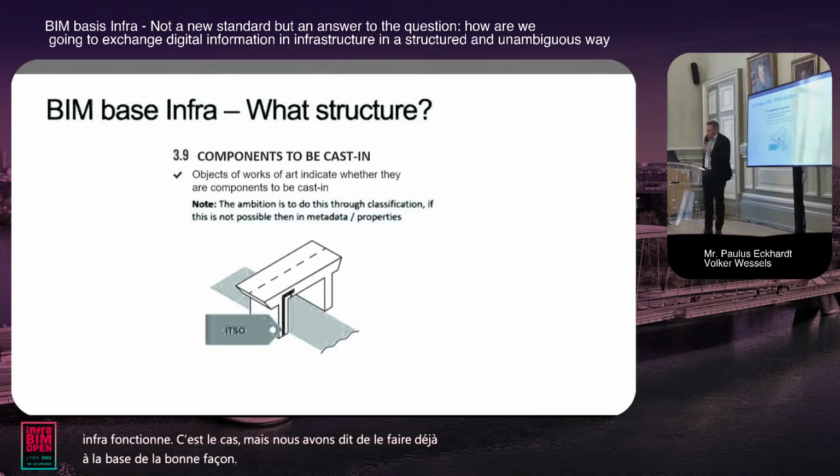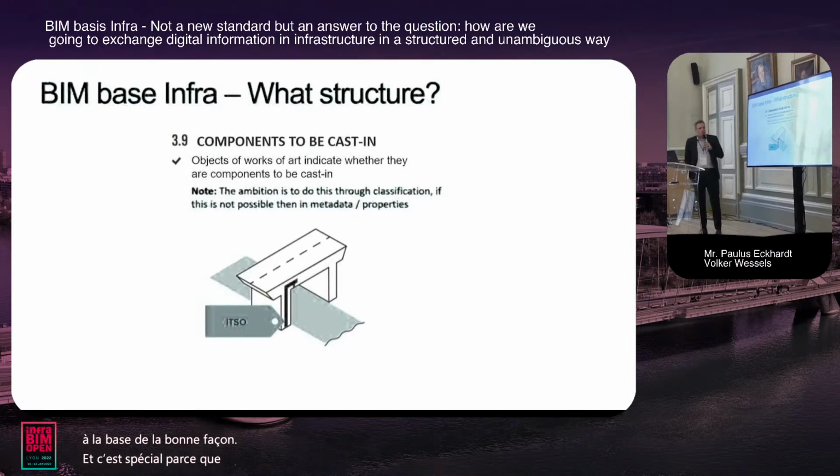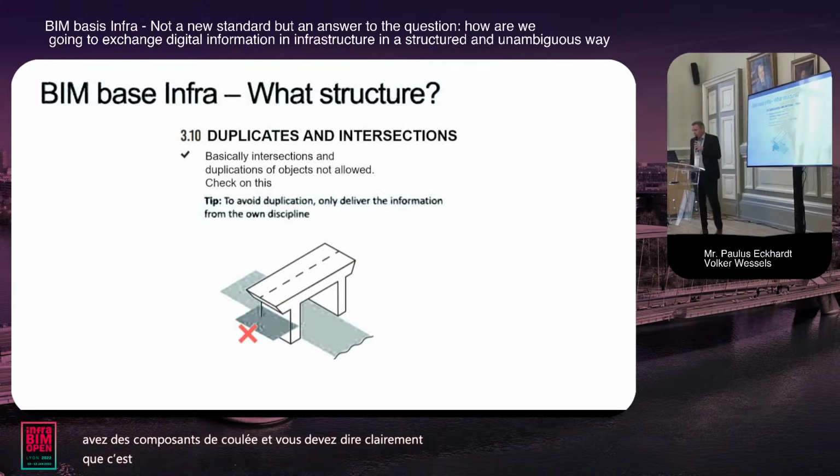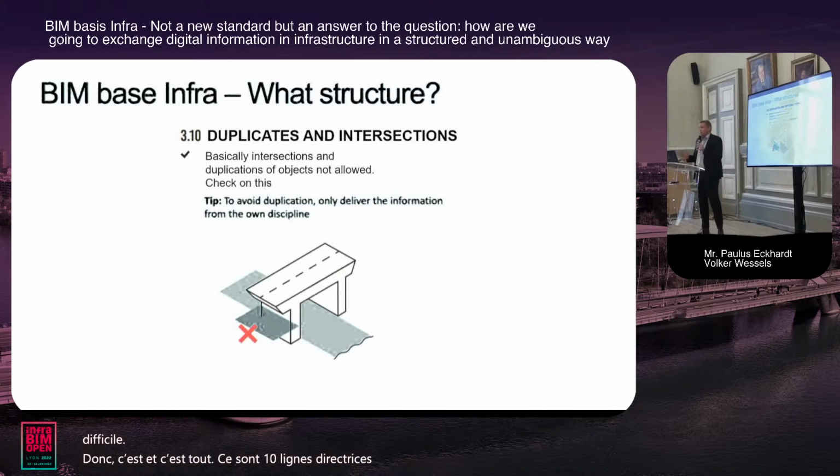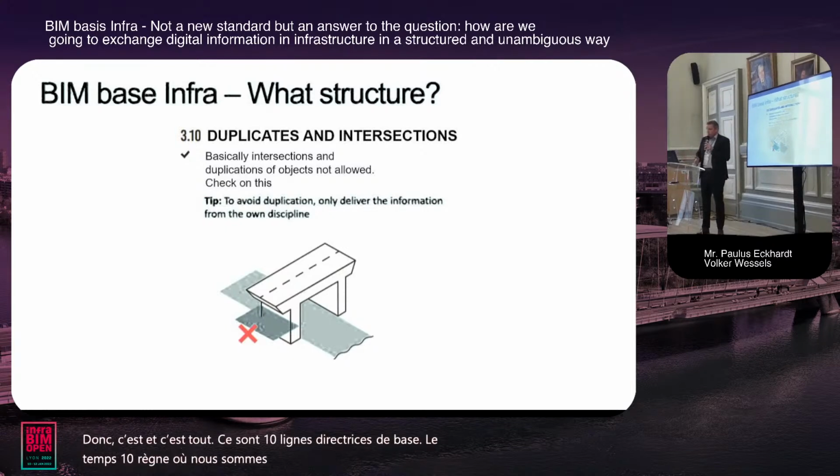And this is a special one because, if you talk about civil structures, you have casting components and you have to make crystal clear that it's a casting component and avoid duplicates and intersections, because that also makes life not easy. So this is it. These are 10 basic guidelines, 10 rules, where we are really convinced that everybody should be using these guidelines, or at least use it as a company or as a project. We rather have companies do so, because we don't have to reinvent the wheel every time again in a project.